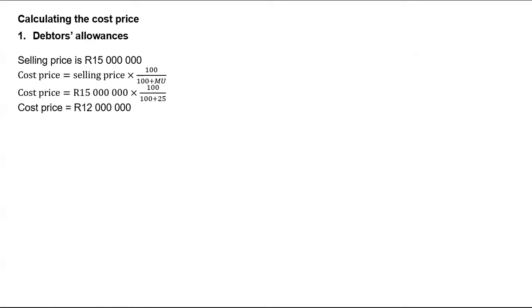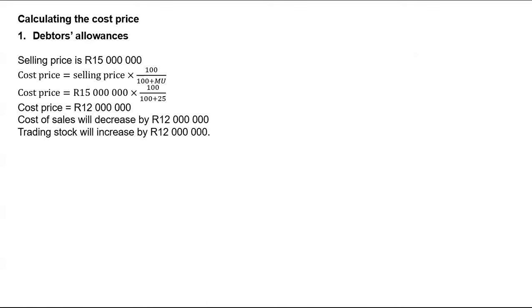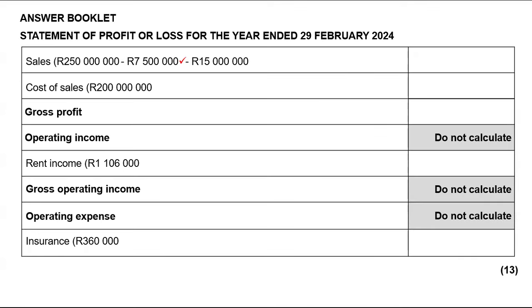Now, that affects two things. Cost of sales must decrease because goods have been returned. And again, trading stock must increase. But here I didn't do trading stock. I haven't done trading stock yet. I will do it probably in the next 4 weeks before the June exam. And all I'm going to do is go to my cost of sales, and I'm simply going to subtract that 12 million rand. And that's it, guys. That's it when it comes to sale of goods and returns.